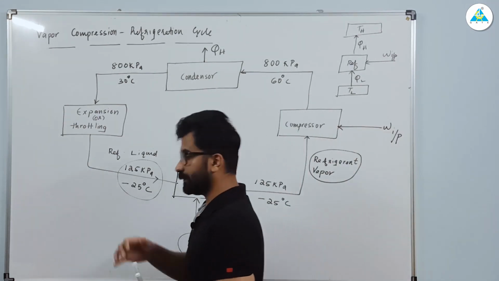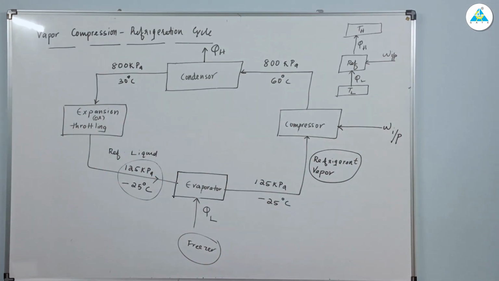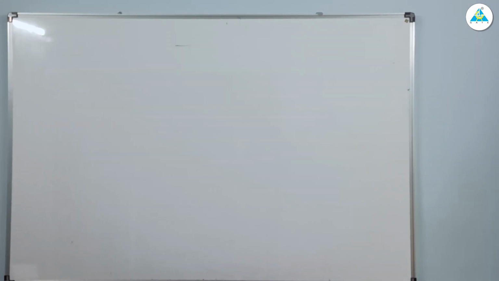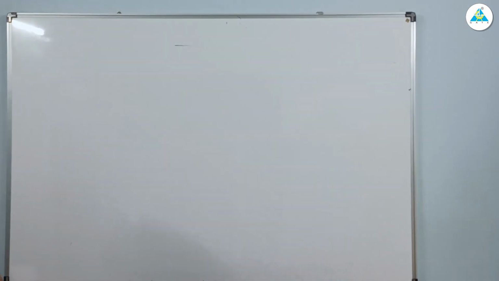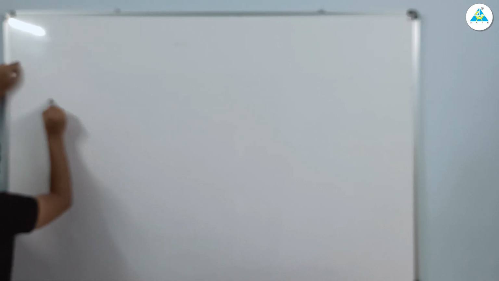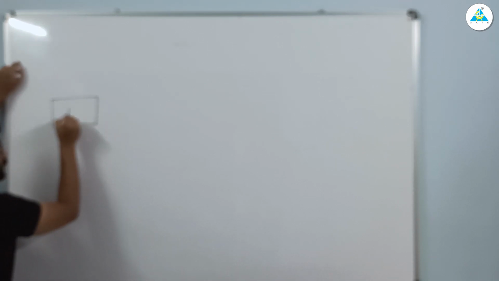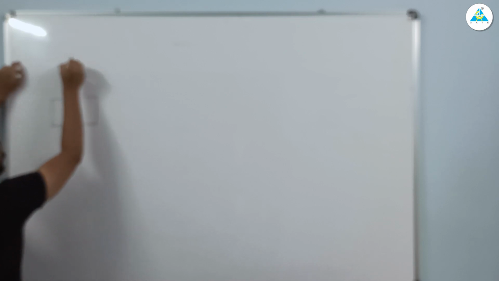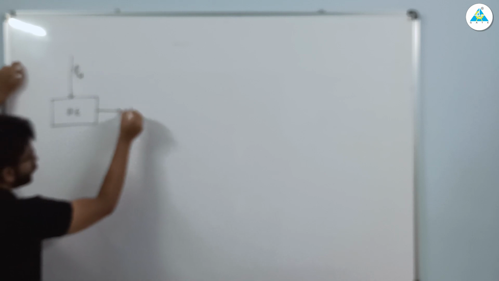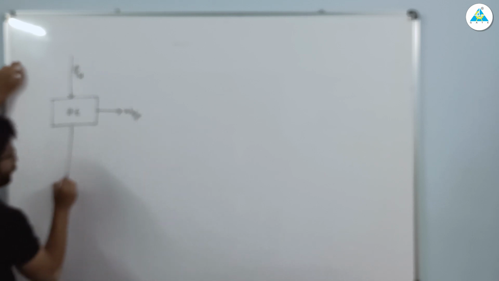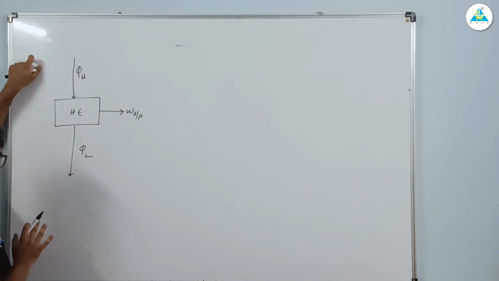Clear? So this is done. Now we are interested in what? We are interested in the block diagram only, this particular part, right? So I hope it is visible. For example, if I draw the block diagram for a heat engine, I am taking heat from a high temperature source, converting it into work output and rejecting the rest to outside. This was for the heat engine.